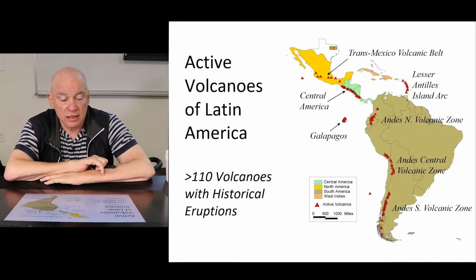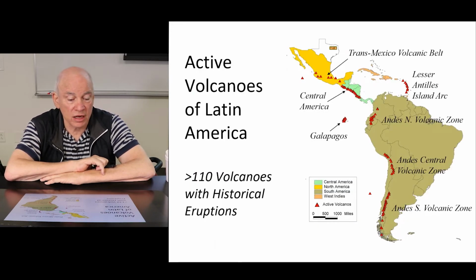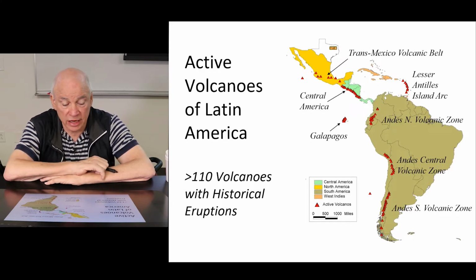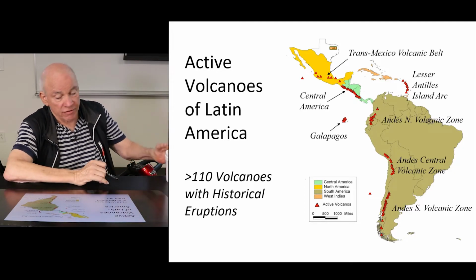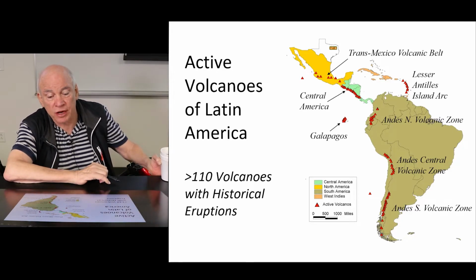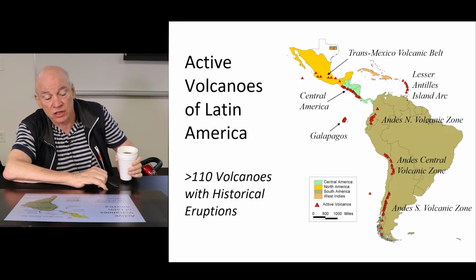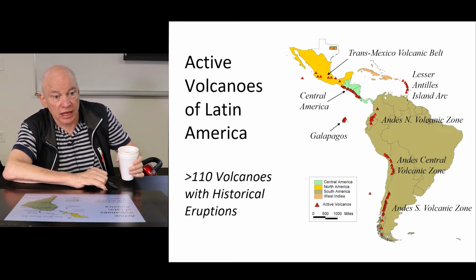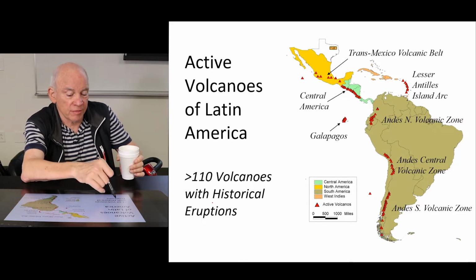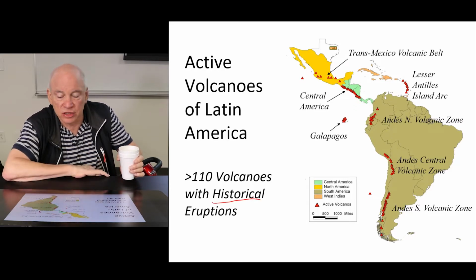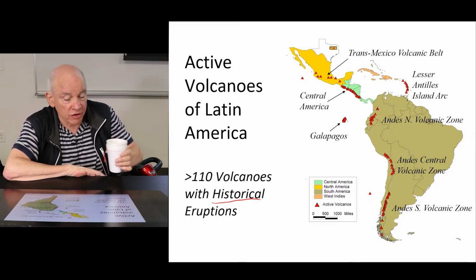All right. Okay, so here are the active volcanoes of Latin America. There are more than 110 with historical eruptions. That means they're very active. If they've erupted since people have been here, they've erupted in the last, certainly last 15,000 years, but when we talk about history where people write down stuff, that basically starts with the Spanish. So we're talking about things that have erupted in the last 500 years.